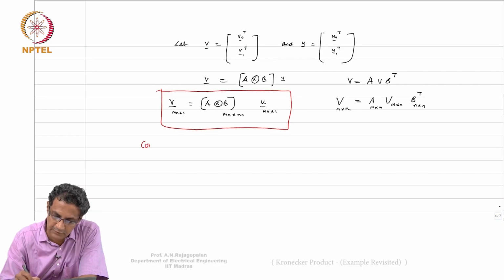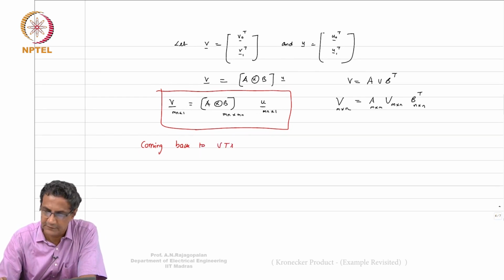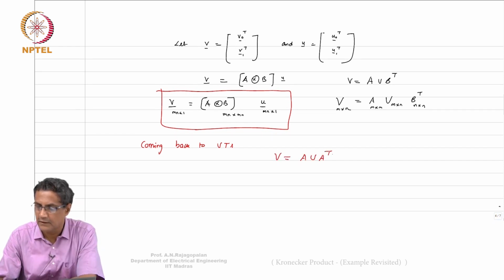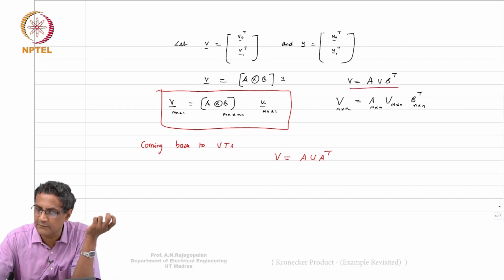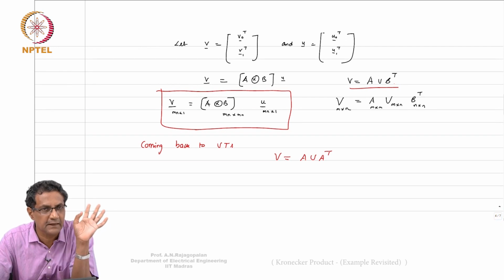Coming back to our topic, unitary transforms, UTs. What did we have? We had a situation somewhat similar. We had a V which was some A U A transpose, with A unitary, where U was our image. When we arrived at this, we arrived at it independently of anything else.